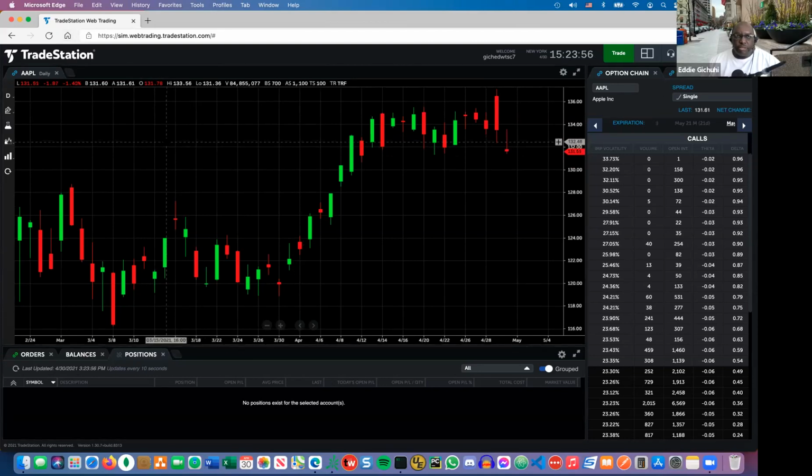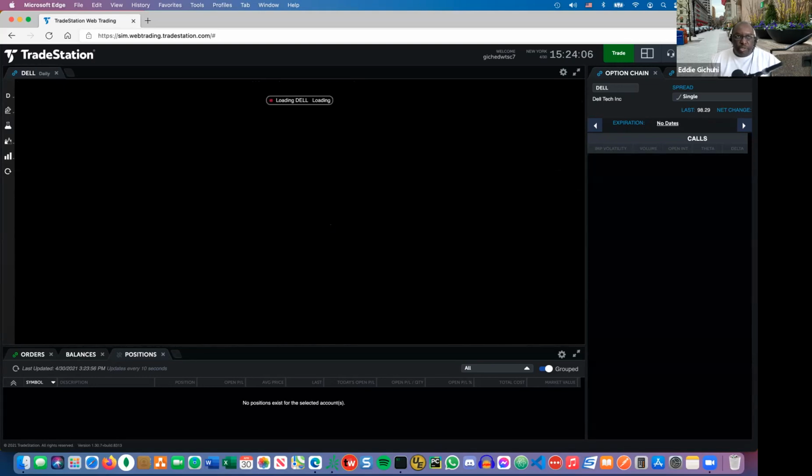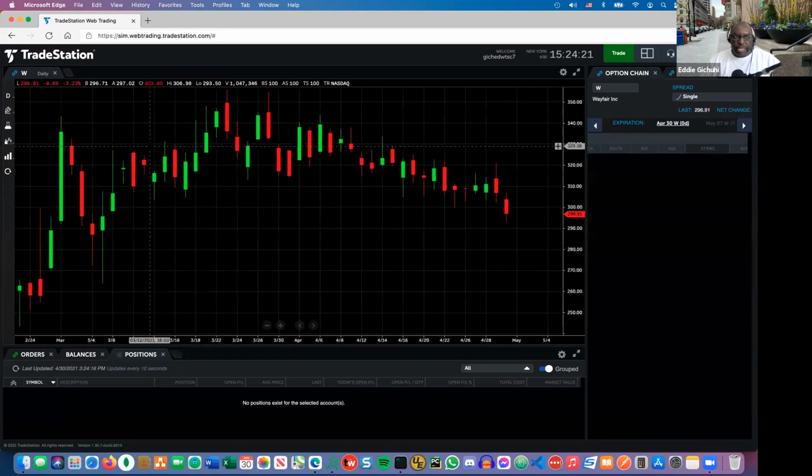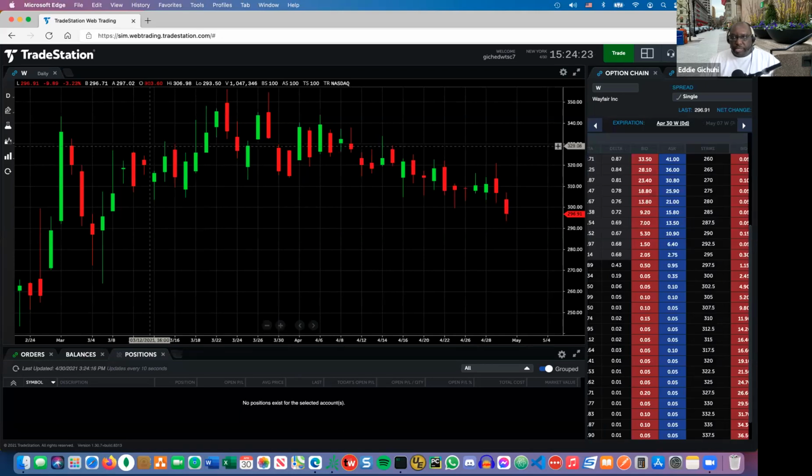So in TradeStation, remember that you can just click anywhere on the chart and start typing, right? If I just start typing here, Dell, and hit enter on my keyboard, it is going to bring up the chart for Dell. I don't have to go over here and try to be very accurate with my mouse. I can just click anywhere on the chart, type W and hit enter if I know the symbol, right?